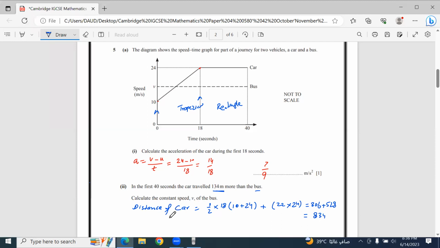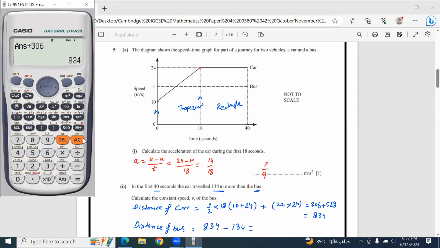Then we will check the distance of the bus. If you read carefully, in the first 40 seconds the car traveled 134 meters more than the bus. So just subtract 134 from the total distance of the car to find the distance of the bus. 834 minus 134 would be 700.